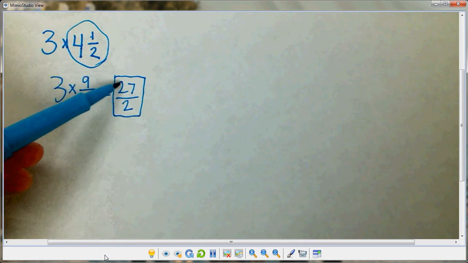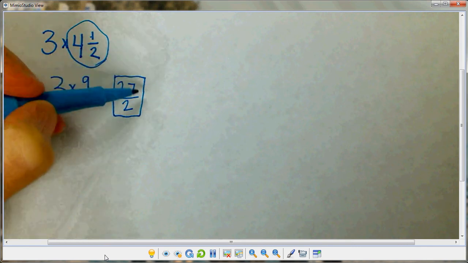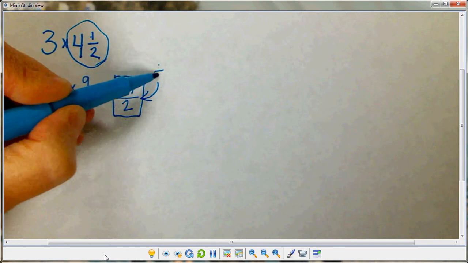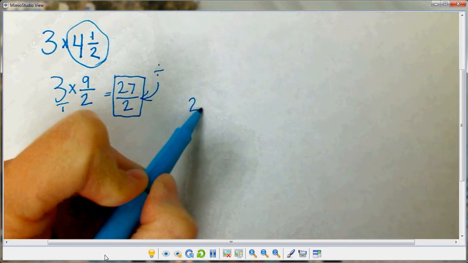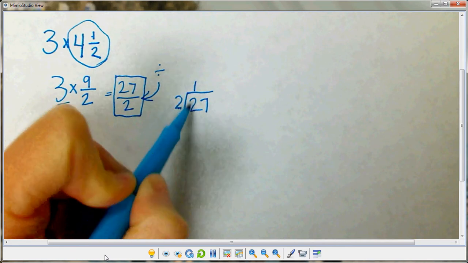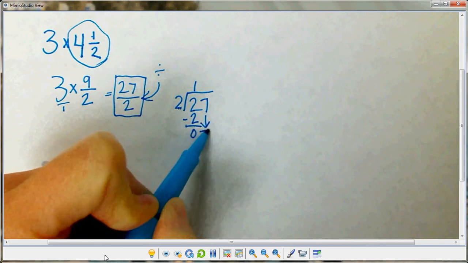but most likely they're going to want you to then take this and change it back into a mixed number, which you do by actually dividing, because this fraction line means divide. So you would do 27 divided by 2. 2 fits into 2 one time. 1 times 2 is 2. 2 minus 2 is 0. Bring down your 7 and start over.